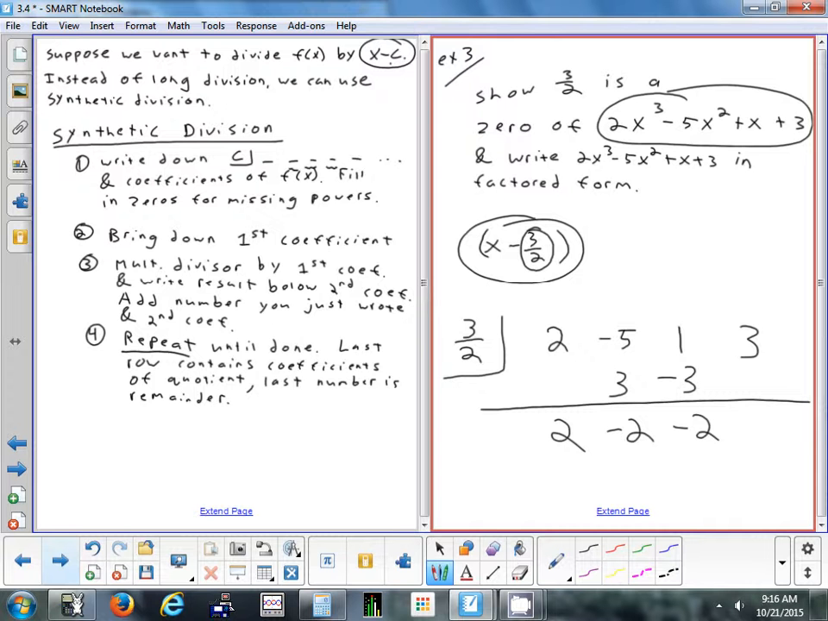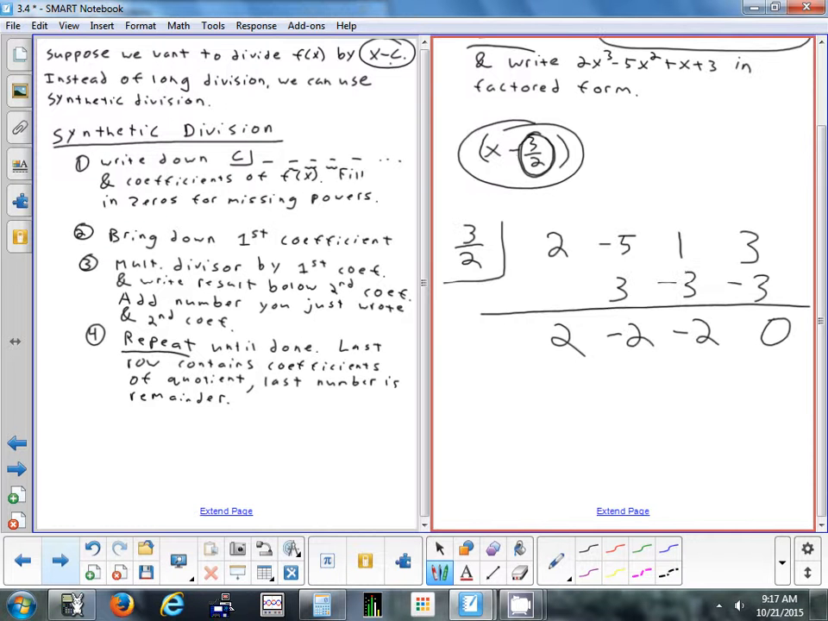Multiply again. We're getting a lot of the same number here, just kind of a coincidence. But negative 2 times 3 over 2 is negative 3. And what's 3 plus negative 3? That's my remainder. So, because I just got a remainder of 0, I just showed that this divides evenly into the numerator, which means this number is a root. It's a 0.